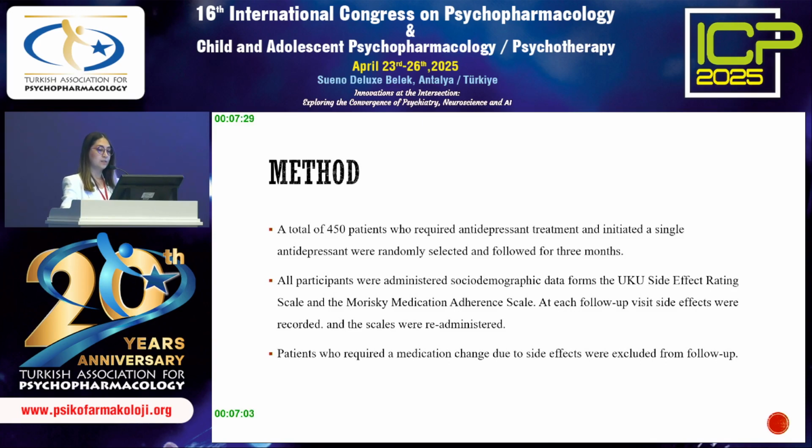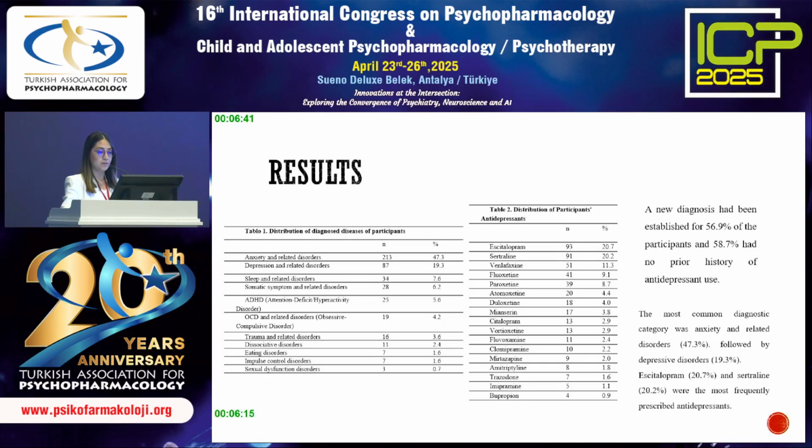A total of 450 patients who required antidepressant treatment, coming in without appointments and initiated on single antidepressants, were randomly selected and followed for 3 months. For each control, we had to follow and survey them. The patients who did not follow through were out of this 450-patient group. All participants were administered sociodemographic data forms, the UK side effect rating scale, and the Morisky medication adherence scale. At each follow-up visit, side effects were recorded, and the scales were re-administered. If there was a side effect that the patient was not tolerating, we took that patient out of the patient group. A new diagnosis was established for 56.9% of the participants, and 58.7% had no prior history of antidepressant use.